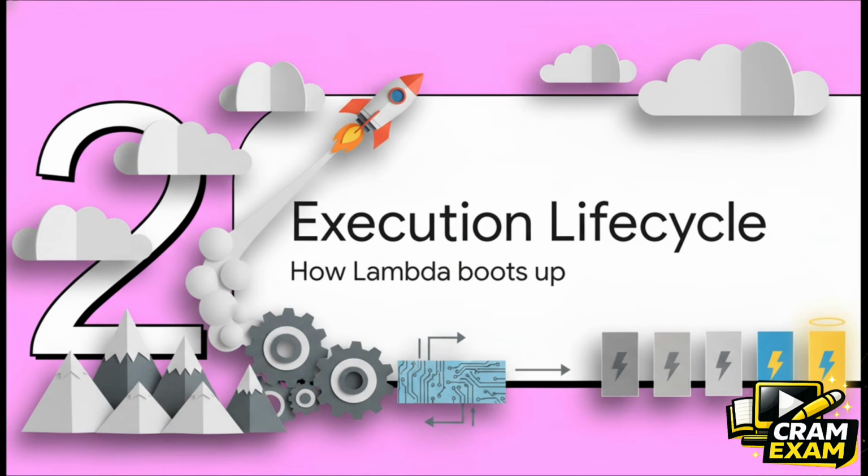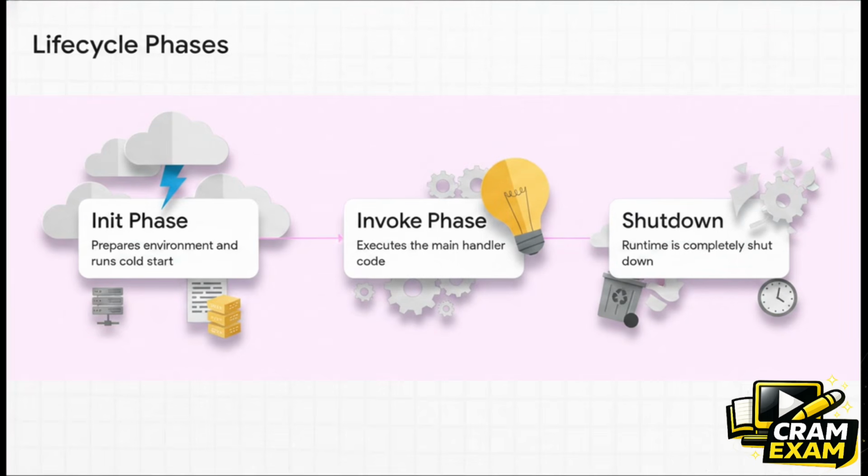Moving on to section 2, the Lambda execution lifecycle. Let's look at how Lambda actually boots up. So unlike your laptop, which is this warm, constantly running machine with background processes ready to go, Lambda is a cold, ephemeral reality. It spins up, it does its job, and then it vanishes. To stop these timeouts, we have to understand how a serverless function boots up from absolutely nothing to handle a user request. There are 3 distinct phases here.